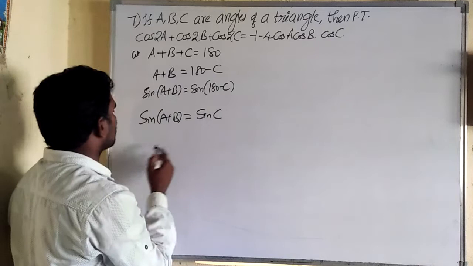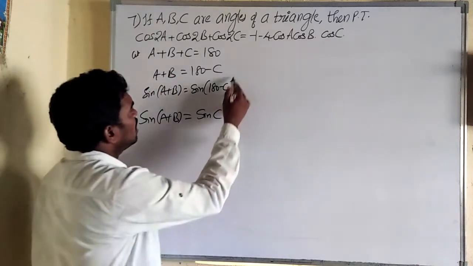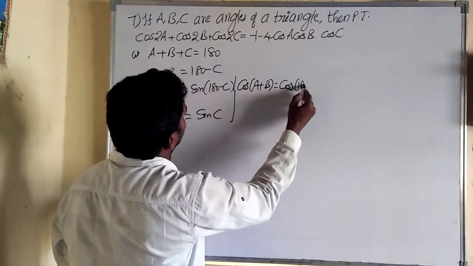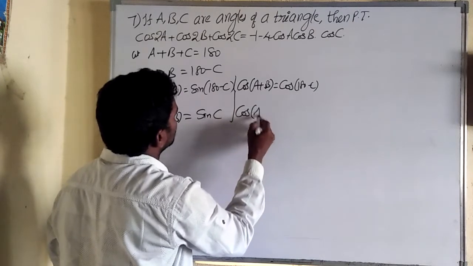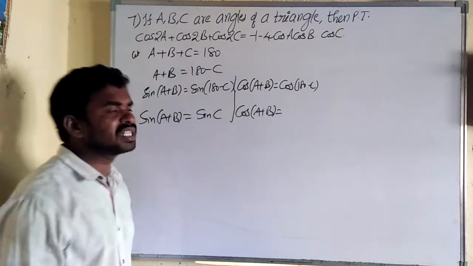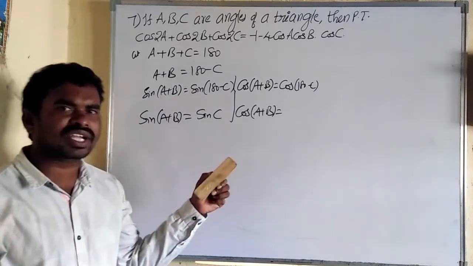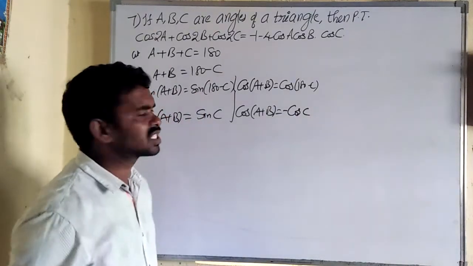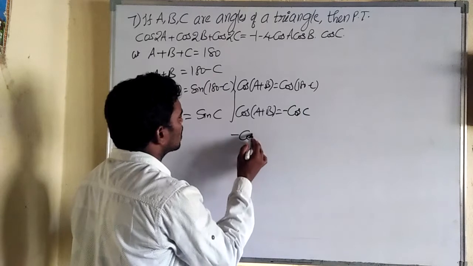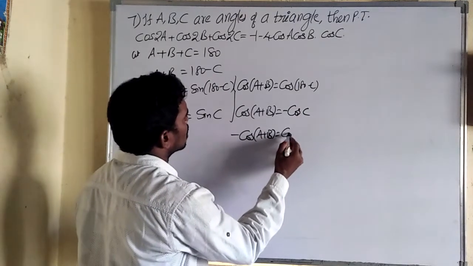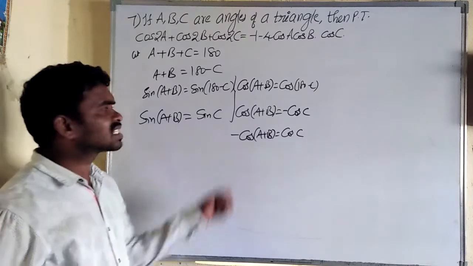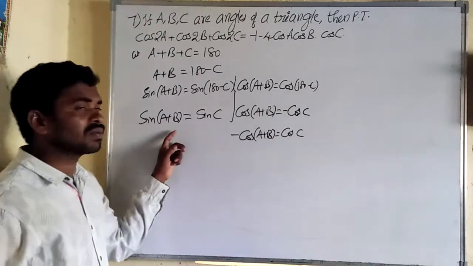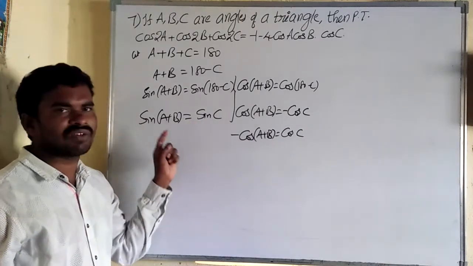If you apply cos on both sides, then we get cos of A plus B equal to cos of 180 minus C. Cos of 180 minus theta belongs to the second quadrant. In the second quadrant cos is negative. So cos of A plus B is equal to minus cos C. Whenever we have cos of A plus B, we can write minus cos C, or instead of cos C we can write minus cos of A plus B. Or instead of sine of A plus B we can write sine C, or instead of sine C we can write sine of A plus B in the problem.